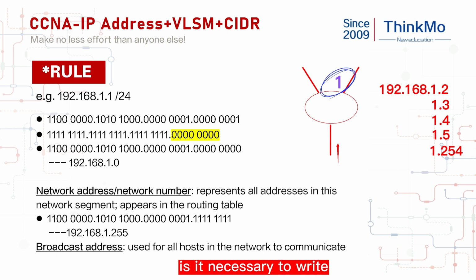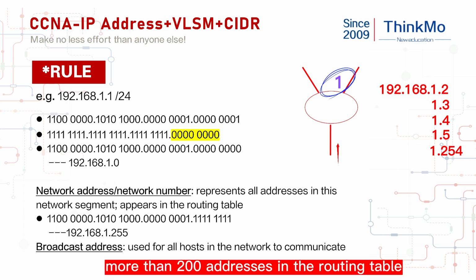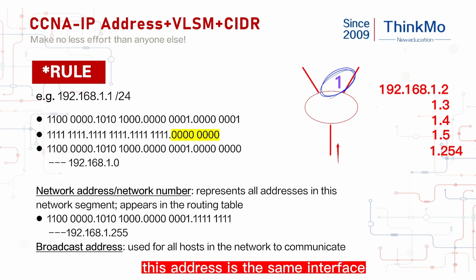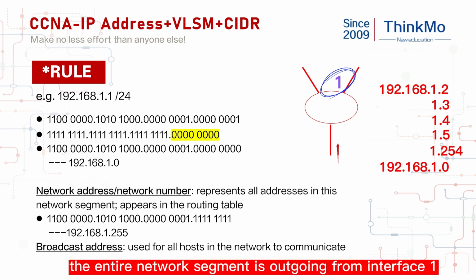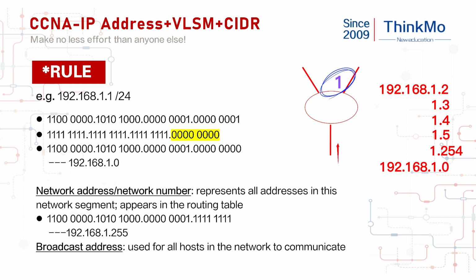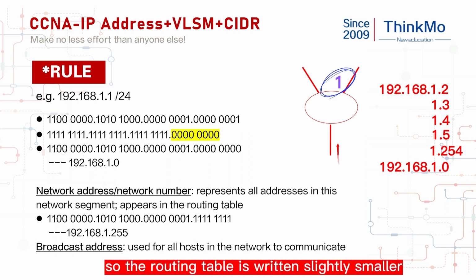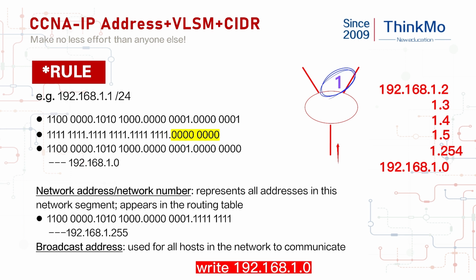Is it necessary to write more than 200 addresses in the routing table, more than 200 correspondences, this address is the same interface, that address is the same interface? Actually, for 192.168.1.0, the entire network segment goes out from interface 1. So the routing table can be written slightly smaller. Write 192.168.1.0, such a network segment, just go out from port 1.